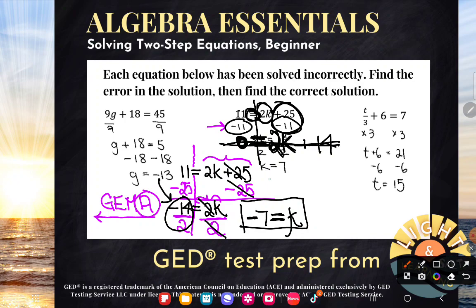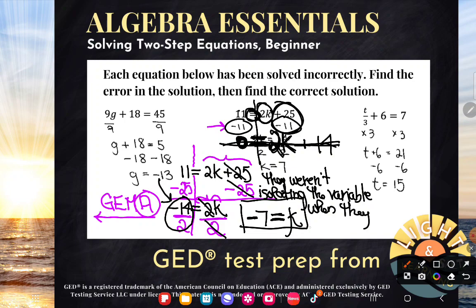from K, they started moving numbers towards K. Okay, so let's see. Let's just say they weren't isolating the variable when they subtracted 11. And there's lots of ways you could say this. Okay, guys, and once again, the GED is not going to ask you to write an essay like I am doing right here.